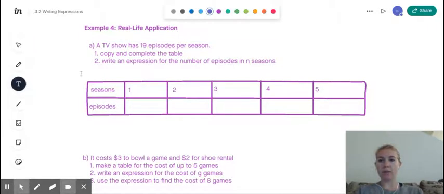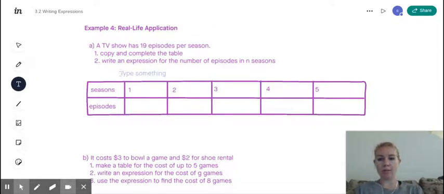Okay, well, let's start with what we know. We know that a show has 19 episodes per season, and we're going to let N be the seasons. So if it's 19 per season, we're going to multiply 19 times N. N is the number of seasons. So our algebraic expression is just 19N. And remember, if we have a number next to a variable, just like in this expression, we're multiplying.